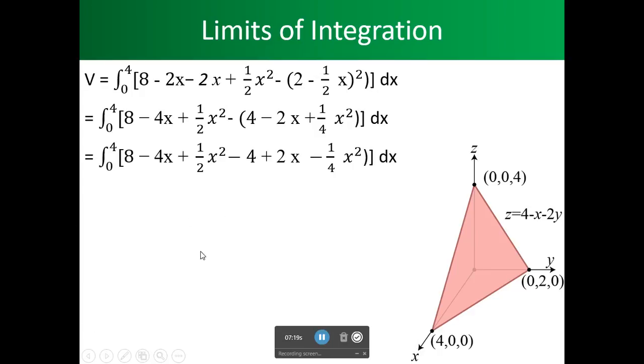Now we want to combine terms. We multiply this times the minus, just so we can keep our minus sign. This will be a minus 4, this will be a plus 2x, and this will be a minus 1/4 x squared. Now combining these terms, we have 8 minus 4, which gives us 4. We have a minus 4 plus 2x, minus 4x plus 2x gives us a minus 2x. We have a minus 1/4 x squared combined with 1/2 of x squared, and we get a positive 1/4 x squared.